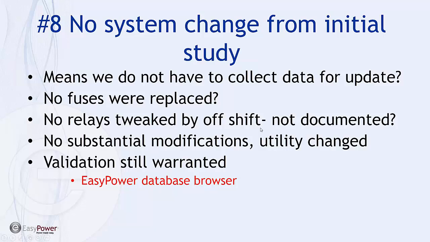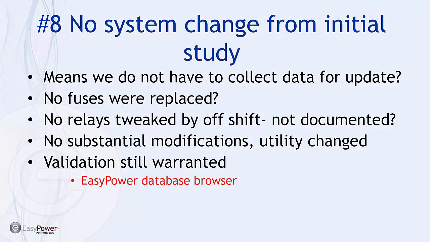So number 8 on the list, there's no change in the system. Frequently, people will come in at their 5-year review period and say, okay, there haven't been any changes in my system. I just want you to rerun the numbers and provide new labels. It's like, really? Okay. Why are you doing that? Well, we don't have the means to collect data for an update. Well, is that what that really means?